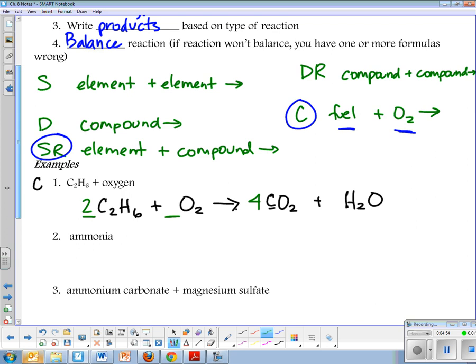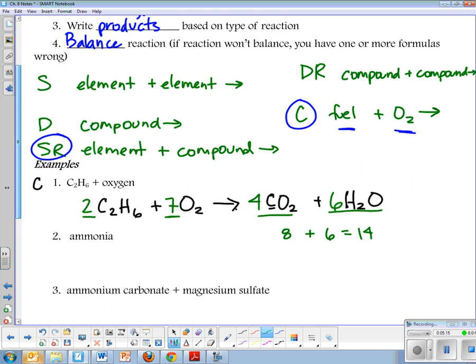Hydrogen. I have 12. 6 times 2. So I need 6 times 2 over here. So 12. So now look at the oxygen. 4 times 2 in my CO2 gives me 8, plus 6 from my water. So that's 14. So what times 2 is 14? Well, 7 times 2 is 14. So there's my balanced reaction.